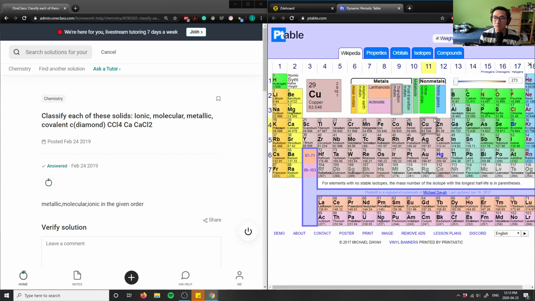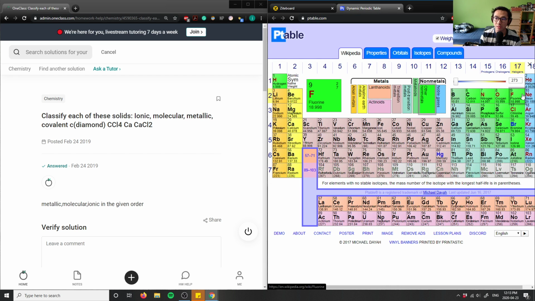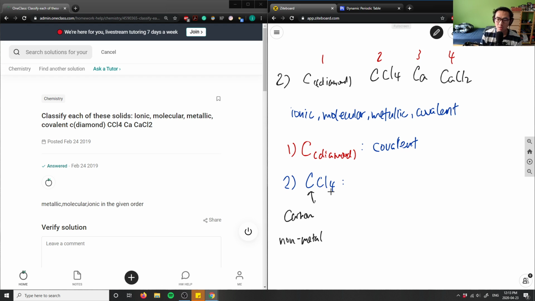And as you can see, carbon exists on this right side here. It's under nonmetal, so you know it's a nonmetal here. Cl4 is chlorine, and chlorine is also a nonmetal, right over here. Chlorine is number 17, and this is a nonmetal as well. Which means if we have nonmetals bonded to a nonmetal, this is a good example of a molecular compound.